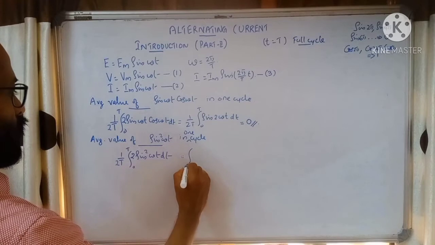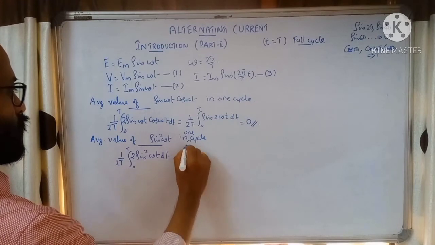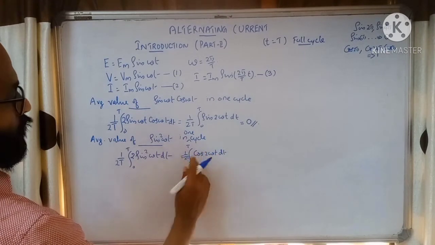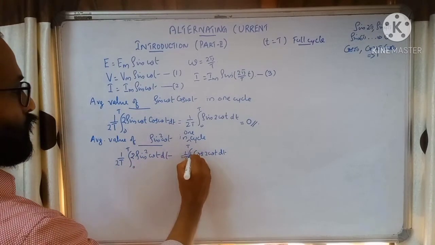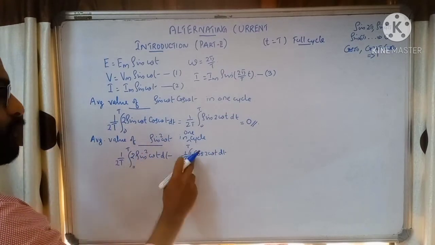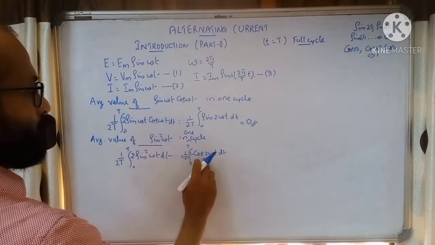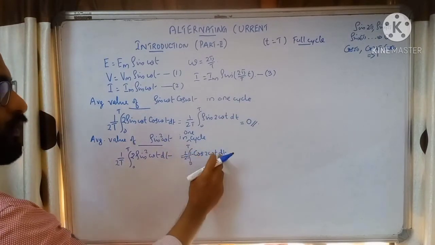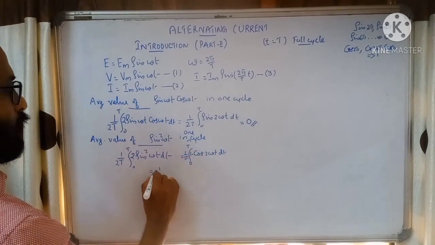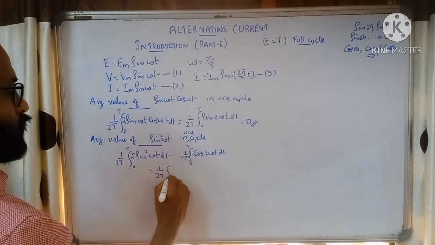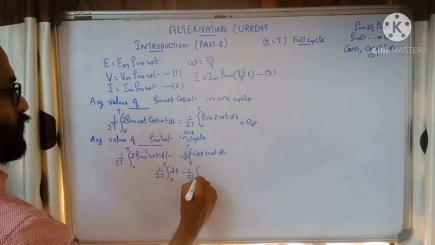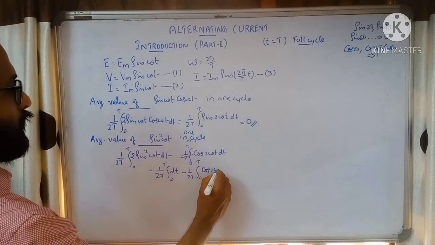So we have 1 by 2T into integral 0 to T of 1 minus cos 2 omega t dt. That's the expansion: 2 sine square theta is equal to 1 minus cos 2 theta. Now we need to split this into two integrals. First one is 1 into dt, second one is minus cos 2 omega t dt. So I have 1 by 2T common. First is 0 to T, 1 into dt. Second one is minus 1 by 2T, 0 to T cos 2 omega t dt.